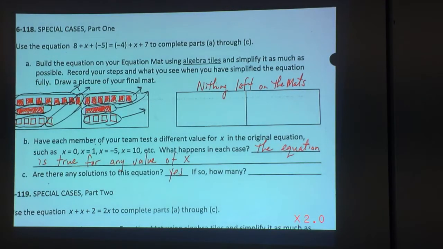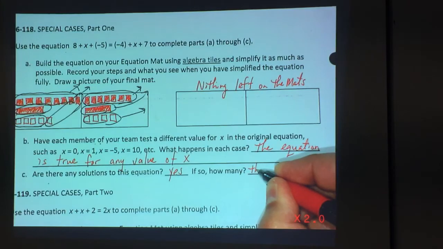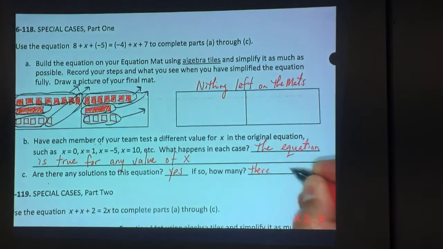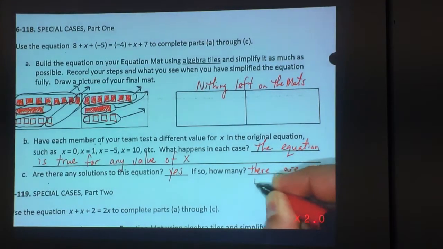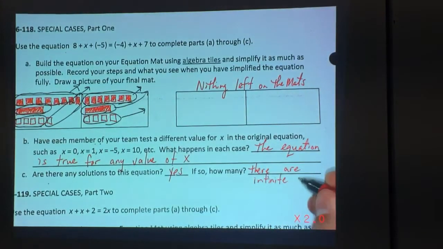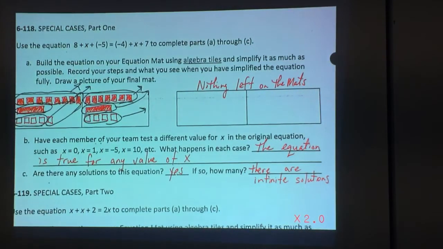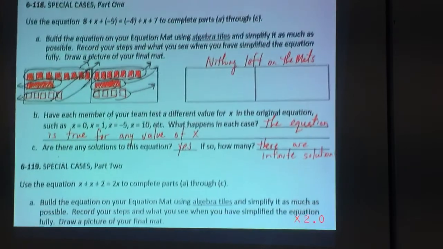Well, if it's true for any value of x, what do we call that when it's all of them? We say there are infinite, which means many, solutions. Sorry about that short blank. Okay. Hey, we're almost finished.